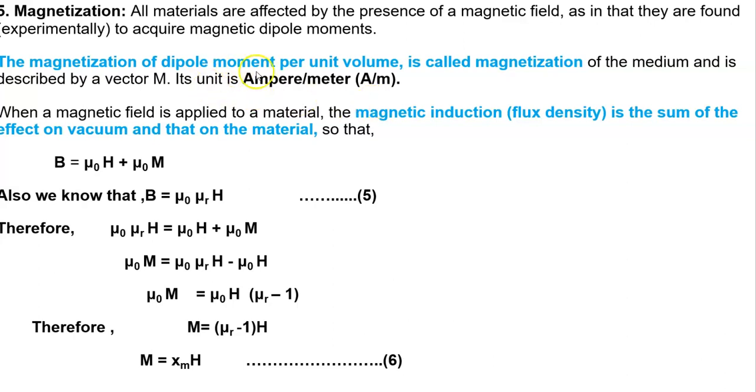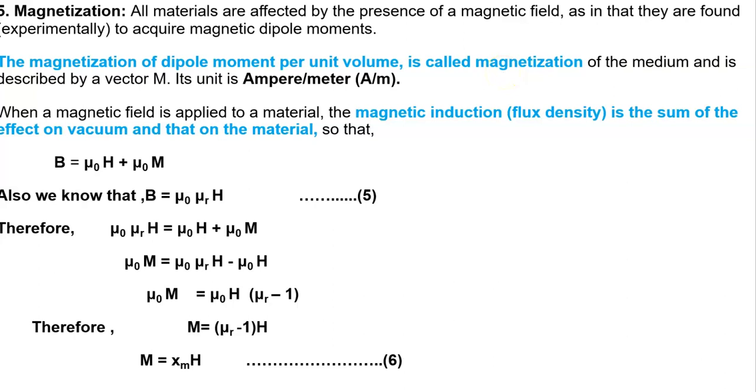The dipole moment per unit volume is called magnetization. Just correct it: instead of this, you can say the number of dipole moments per unit volume is magnetization. Now, earlier in the unit, we have seen polarization, and polarization and magnetization are analogous terms.